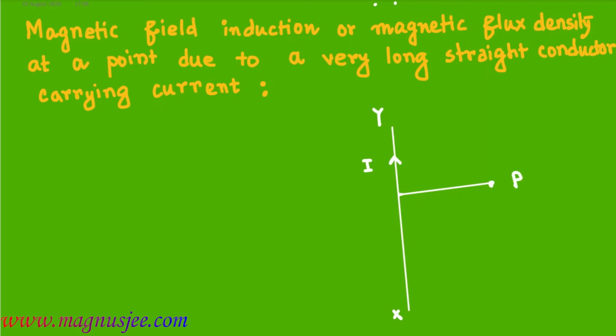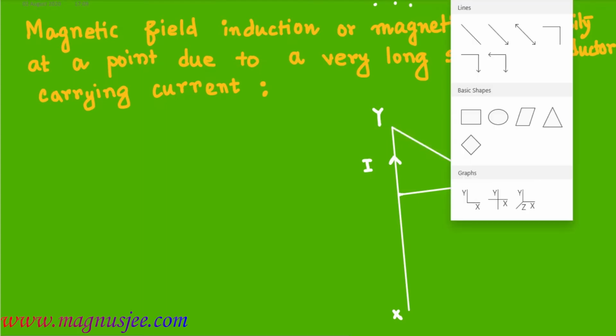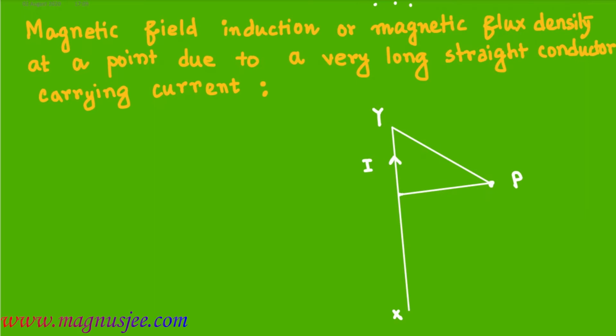P is a point at a perpendicular distance A from the straight conductor, and we can denote the oblique distance of the end Y from the point P. Also, we can denote the oblique distance of the end X from the point P. Now, PD is a perpendicular distance. That means the perpendicular distance is small a, equal to PD, which is the perpendicular distance of the point P from the conductor XY. We have to find the magnetic field induction or magnetic flux density, that is B equal to question mark, at P.